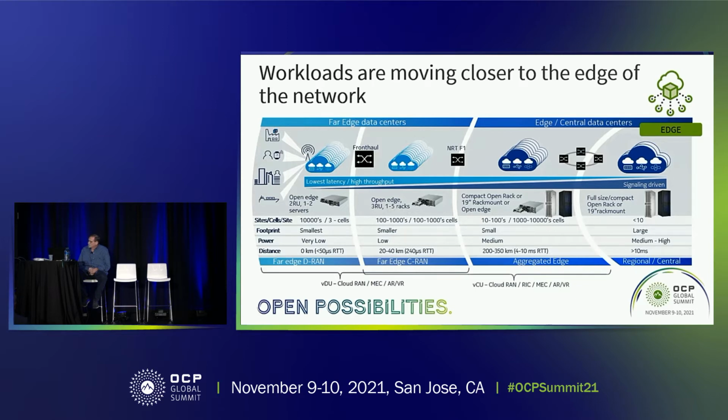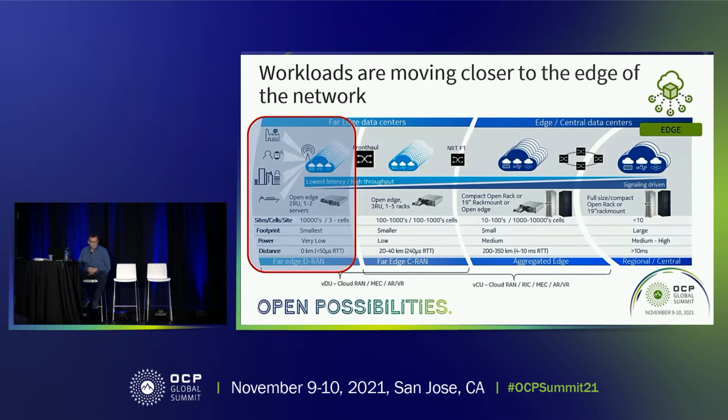This picture is showing different types of data centers, ranging from far edge data centers to central data centers. On the right side, you can see centralized data centers. They are large in size, few in numbers, far away from the user, and they can very efficiently handle different kinds of non-real-time workloads. On the left, there are far edge data centers.